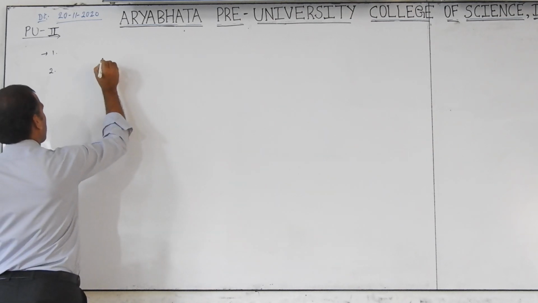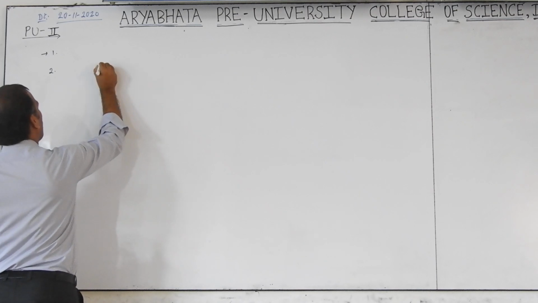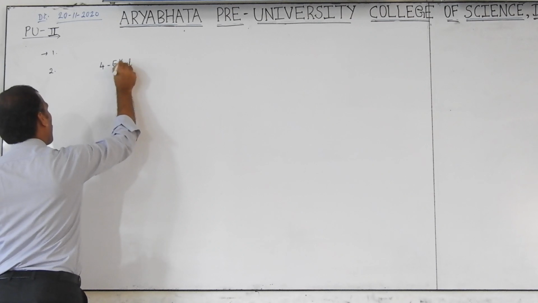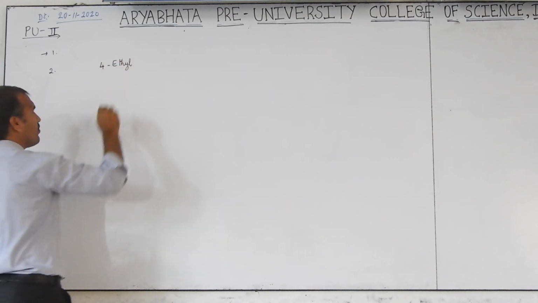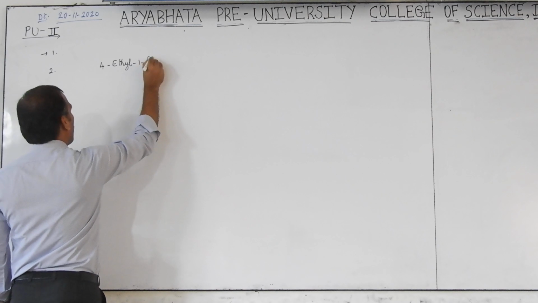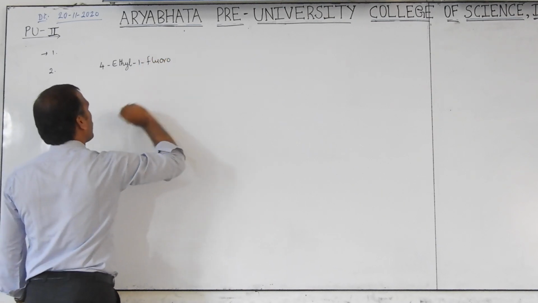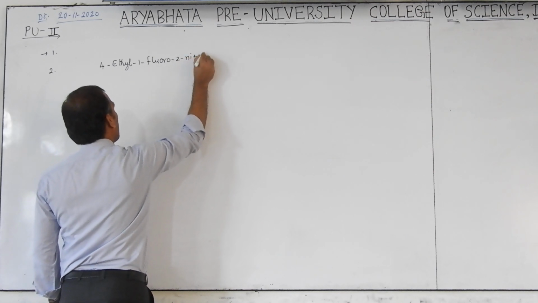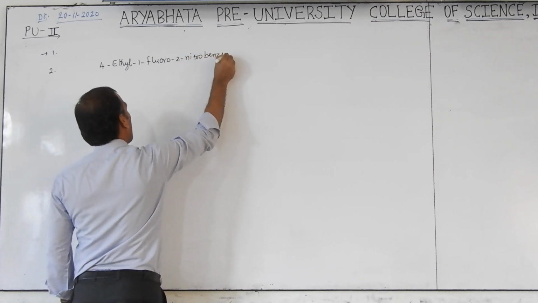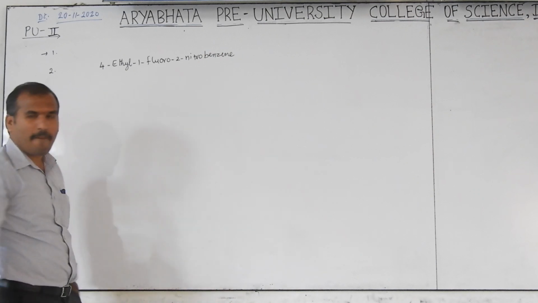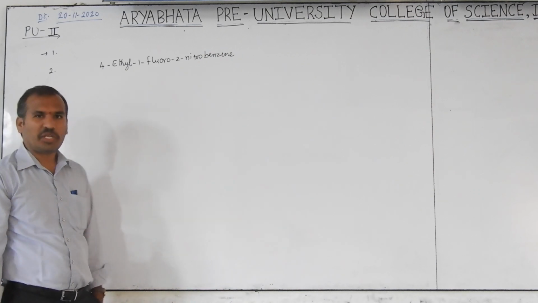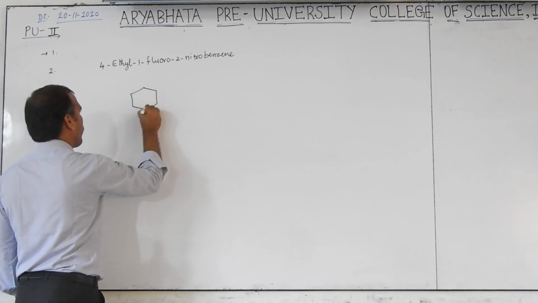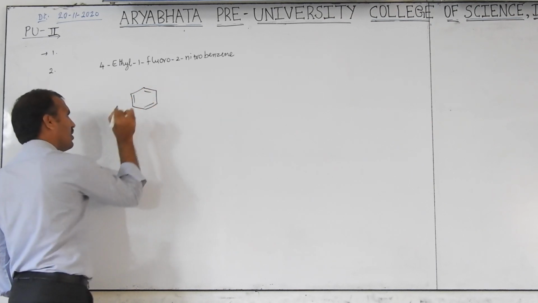See, 4-ethyl, 1-fluoro, 2-nitro, benzene. What is the root word here? Benzene. So we know that benzene is the root word here. Is this clear?